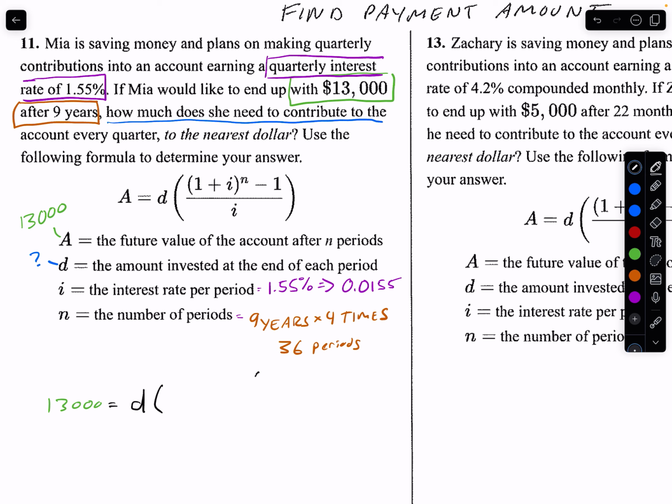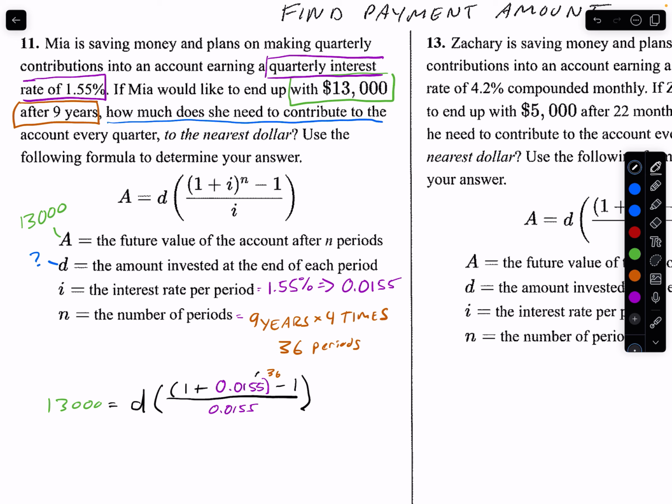And now we are looking for what she wants to contribute. Let's look at what we have in our formula. In our parentheses, we have 1 plus the interest rate per period. Now it told you the interest rate is quarterly already, so we just keep this the same. We don't have to divide. 0.0155 raised to the number of periods. Since it's 9 years, there are 36 periods. And then all we need to do here is subtract 1, and then we've got 0.0155, and then we close that off.